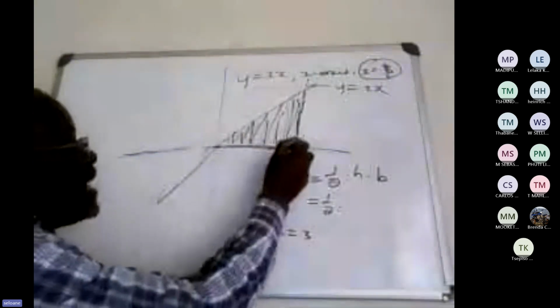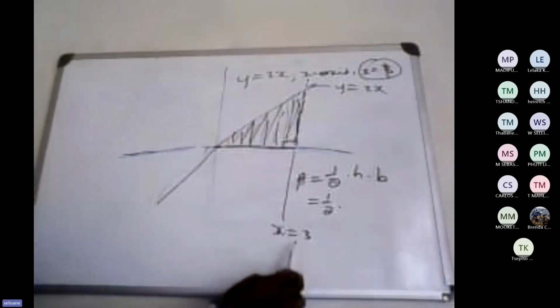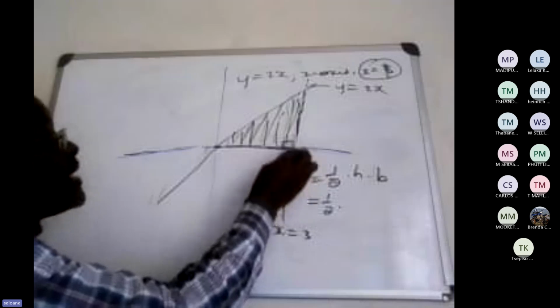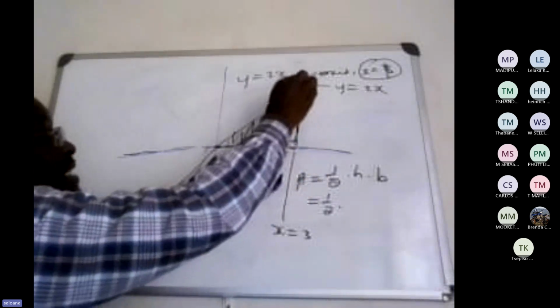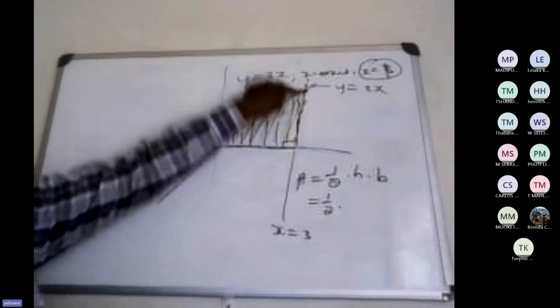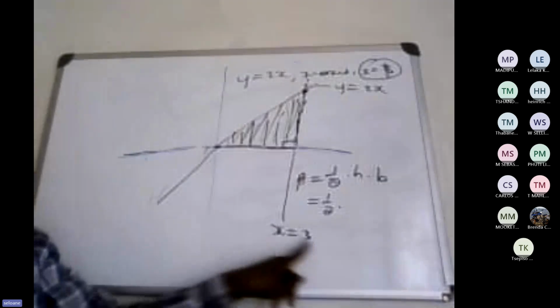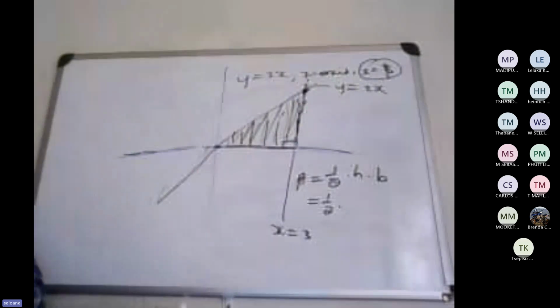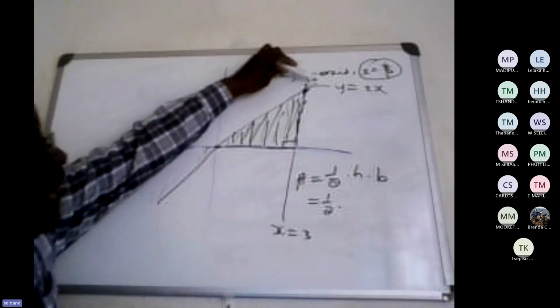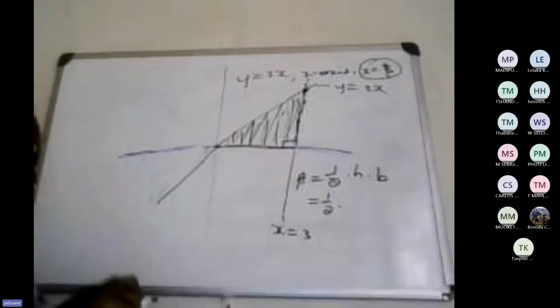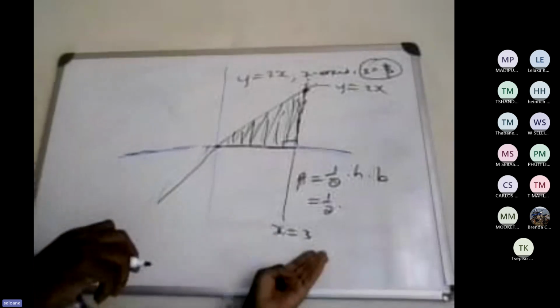X from here to here is 3, because they say this is the line x is equal to 3. Then what is x here? X is equal to 3, or simply put, this is the point of intersection of the line y equal to 2x and the line x is equal to 3. Therefore, it's just a simultaneous equation. But because it's just x is equal to 3, you just replace x here by 3.